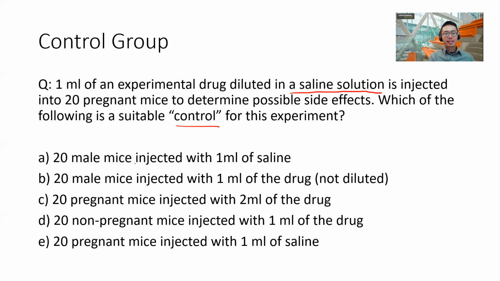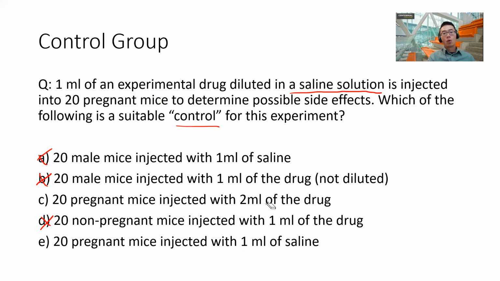Okay, so here, 20 male mice injected with 1 ml of saline. This is clearly not the answer because we're trying to determine possible side effects for pregnant mice. Male mice are not going to get pregnant, so anytime you see male mice, you're going to get rid of them. Non-pregnant mice also will not be suitable for this experiment, because again, we're trying to assess the effect on pregnant mice. So now we only have 2.